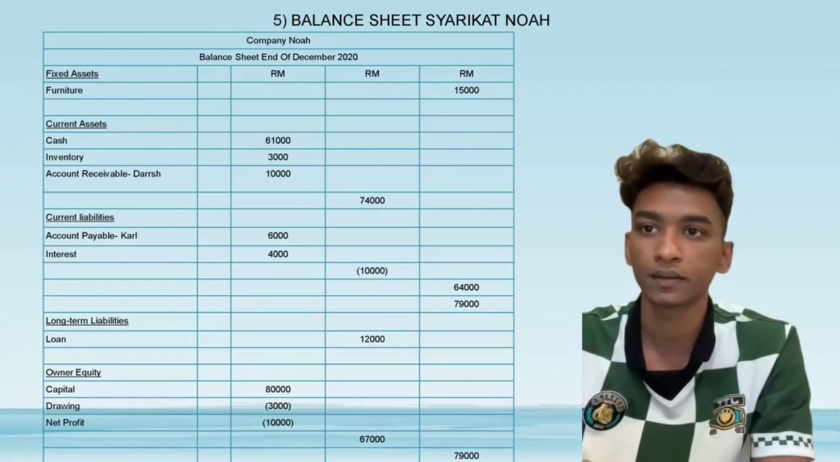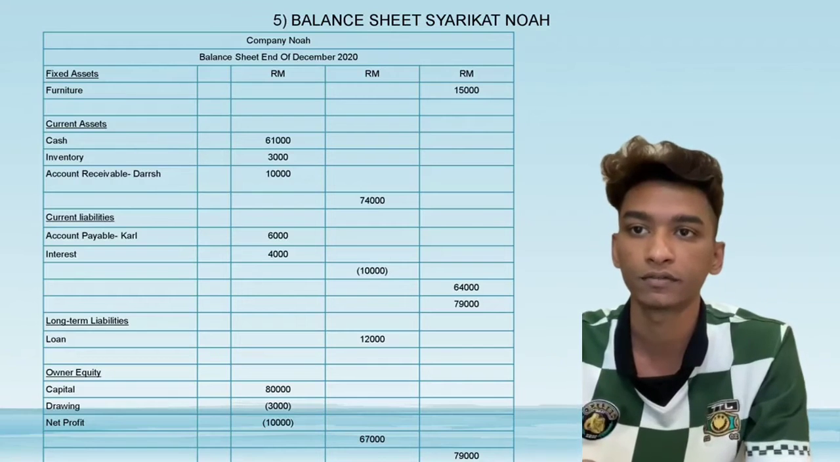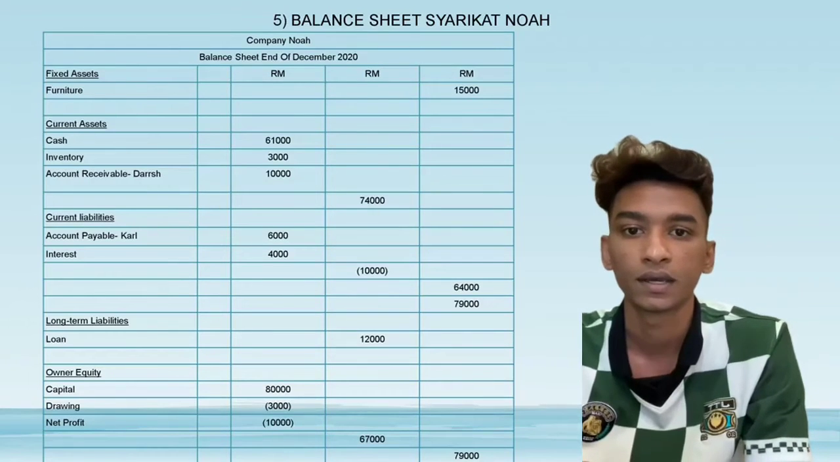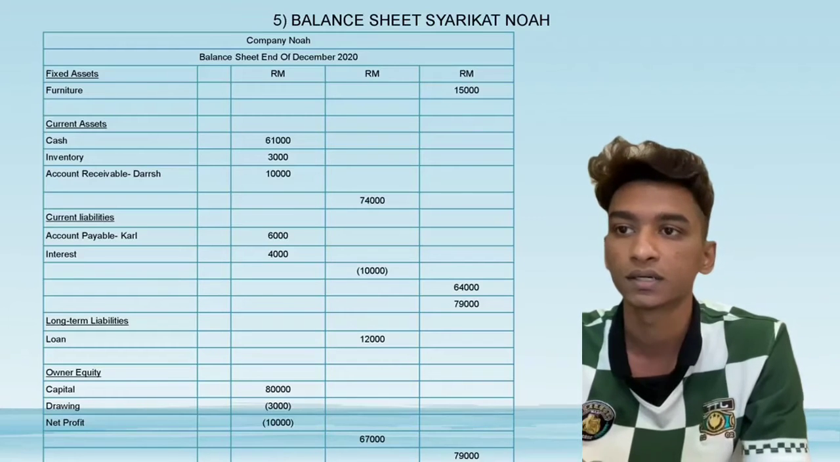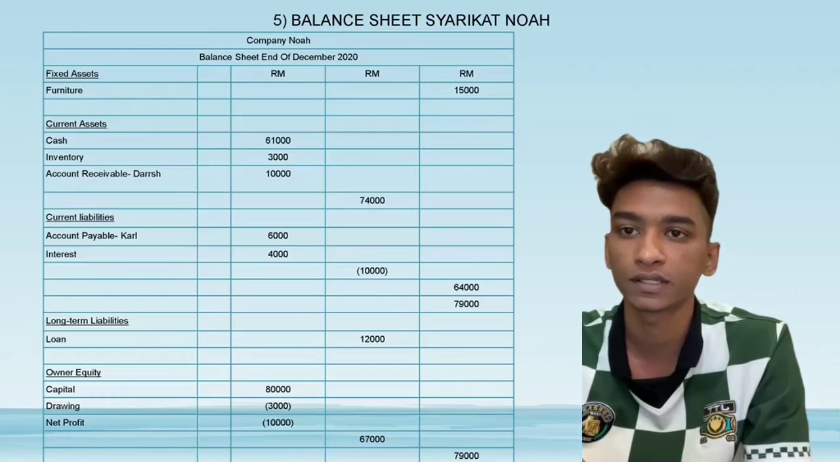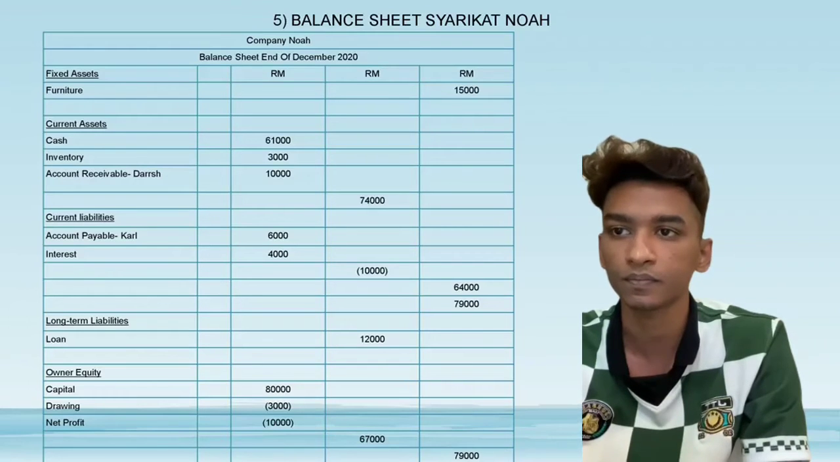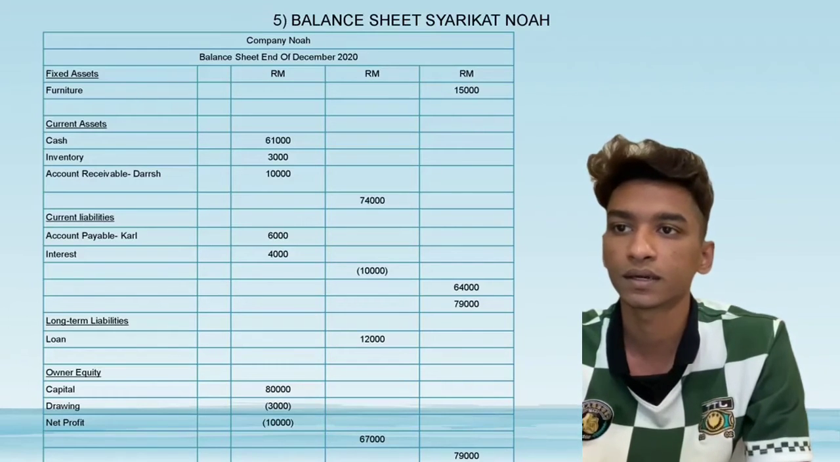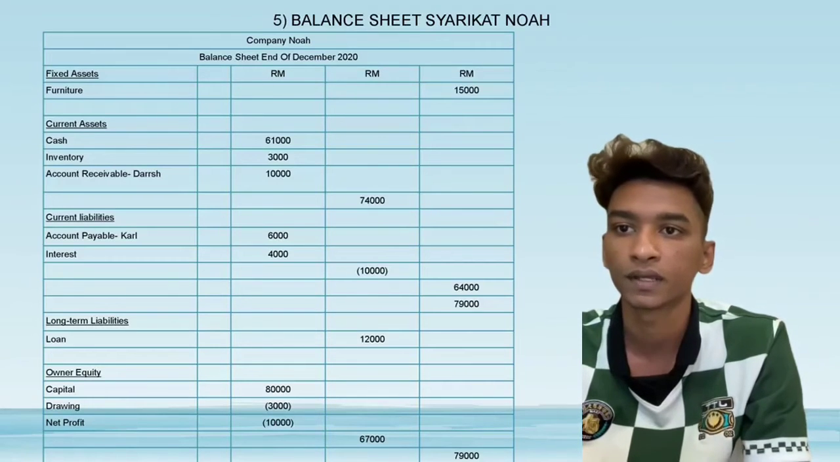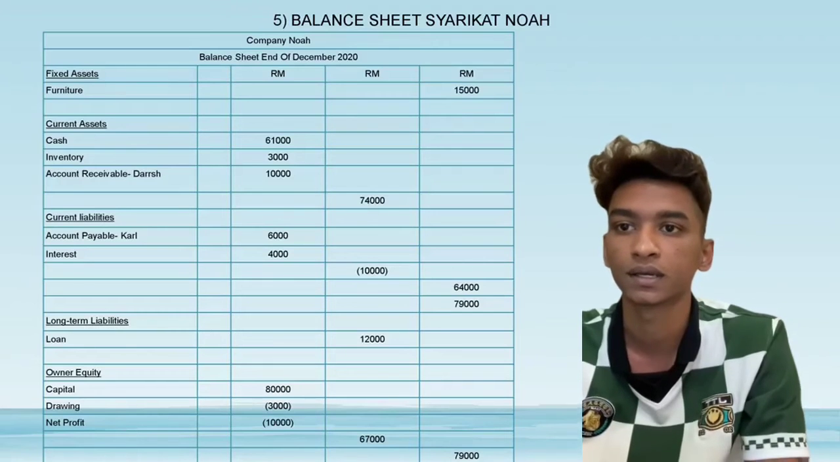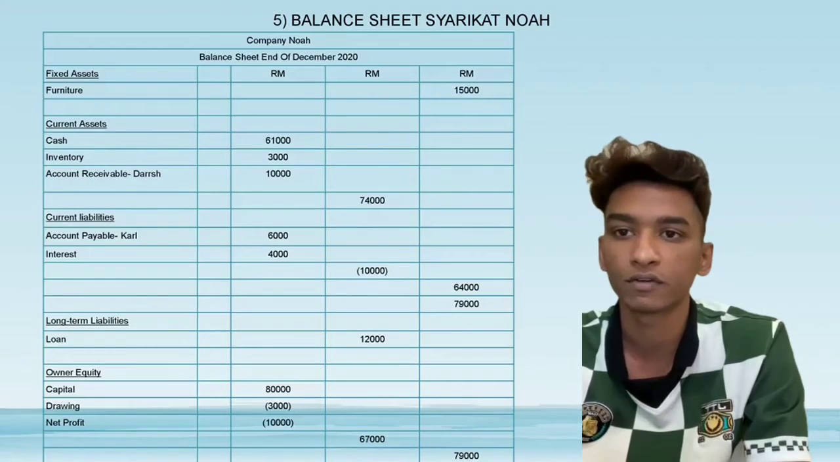Hello guys, today I'm going to talk about the balance sheet at the end of December 2020 of the company Noah. First we have fixed assets, which is furniture. As you can see, the furniture is 15,000. Next is the current assets, which has cash 61,000, inventory 3,000, account receivable 10,000, for a total of 74,000.